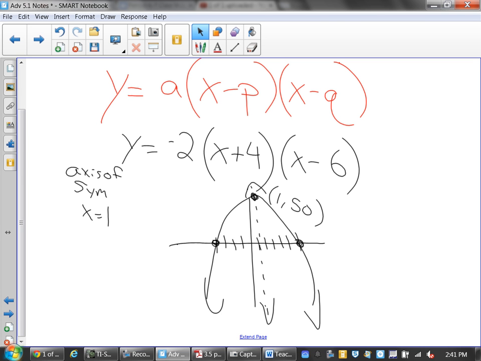I substitute x equals 1. X generates y. So we multiply negative 2 times this times this. You just multiply three numbers together. Is the bottom just a random number? No, what's 1 plus 4? 5. What's 1 minus 6? Negative 5. So we did negative 2 times 5 times negative 5, and I got positive 50.